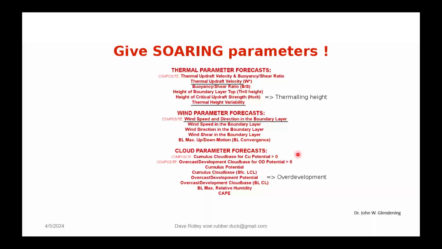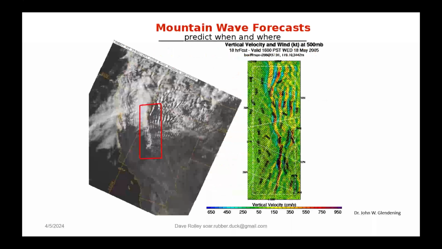Cloud parameters, one of the things that they did was take the cumulus cloud base, and they said as long as it was potential to have clouds. Same with overdevelopment. They put two values in there which said the overcast cloud base and the potential for overdevelopment. So these are the kinds of things that get fed or that come out of the models that we look at.